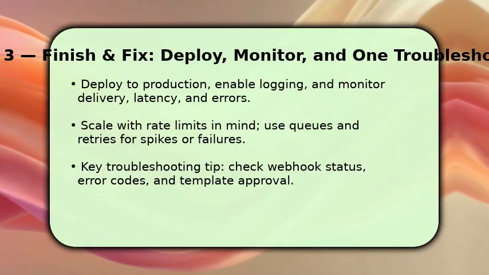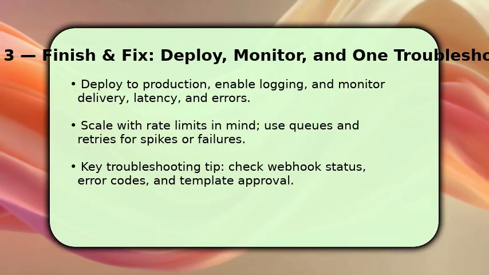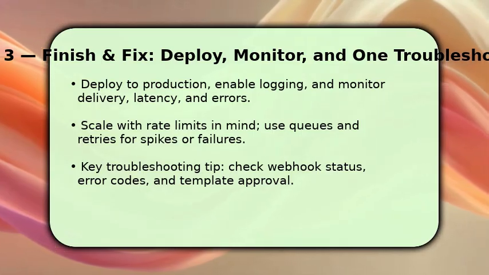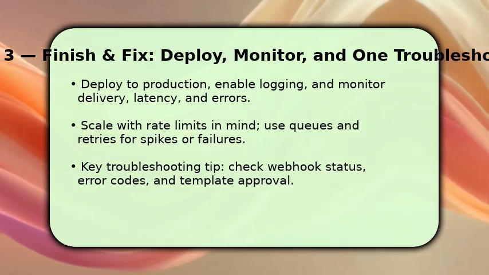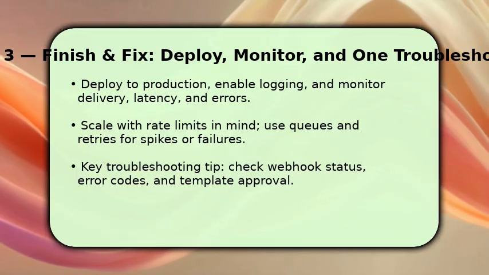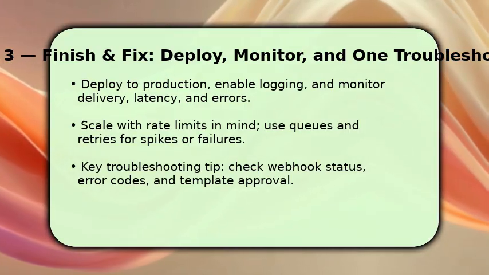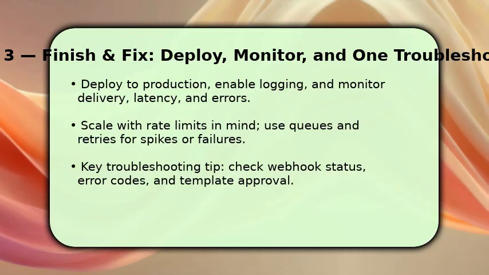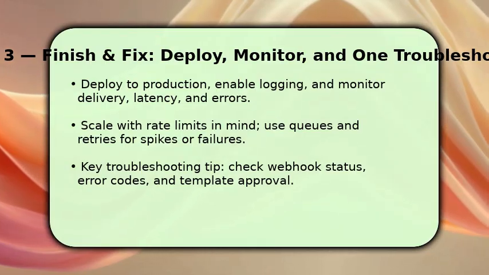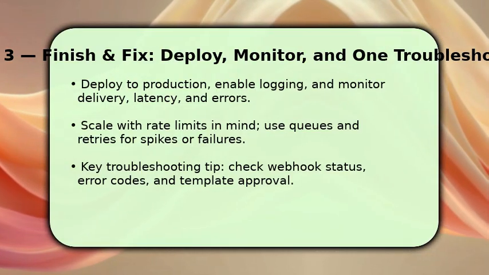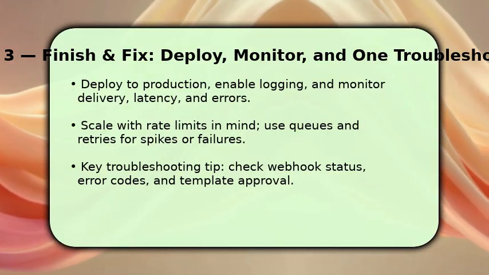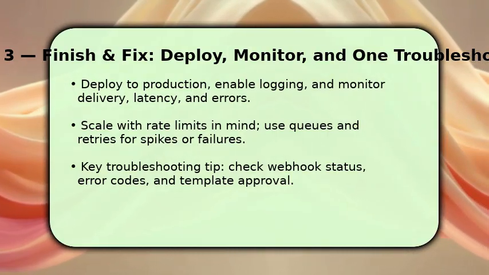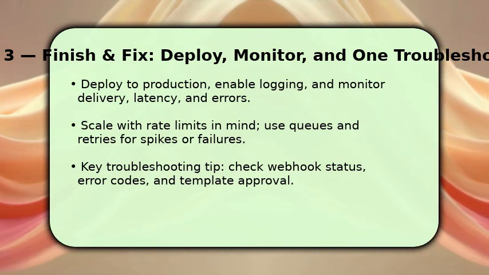Once live, handle scale carefully. Implement queuing and exponential retries to respect WhatsApp rate limits and shard workers if traffic grows. Make sure to instrument key metrics so issues surface quickly. If something breaks, the first thing you do is inspect webhook logs and API error codes. Often a template was rejected or a webhook endpoint timed out, and fixing that restores service.